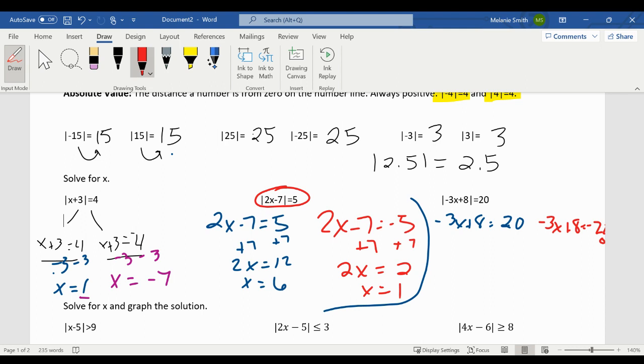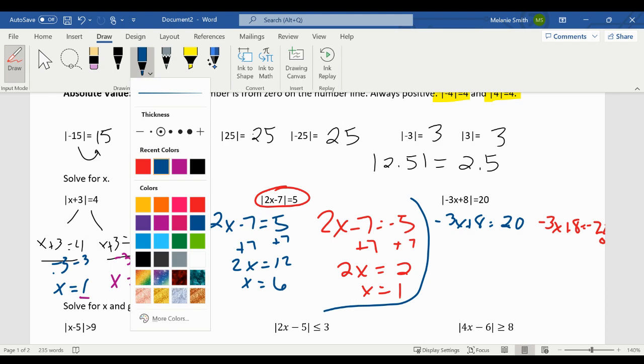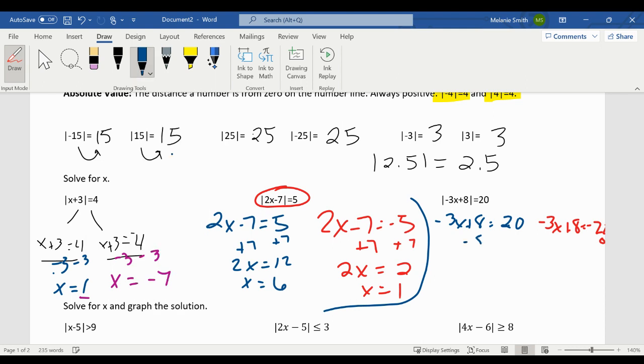So negative 3x plus 8 equals 20. I'm going to subtract 8 from both sides. So negative 3x equals positive 12. Then I'm going to divide by negative 3. And I get x equals negative 4. So that's one of my answers, x equals negative 4.